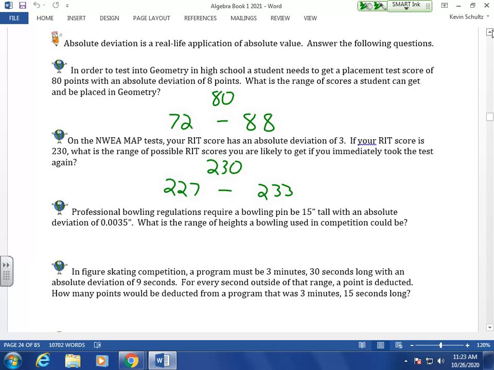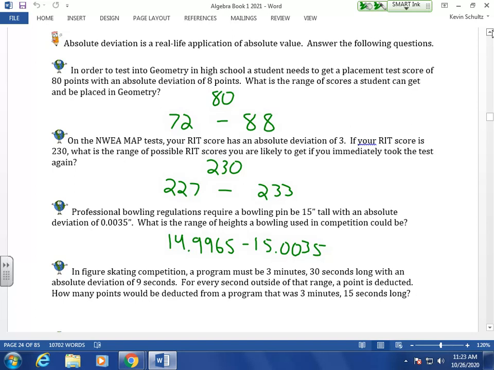The bowling pins, regulation height is 15 inches, and the absolute deviation is 0.0035 inches. So the range of heights could be 14.9965 to 15.0035. Just subtract 0.0035 and add 0.0035 to 15.